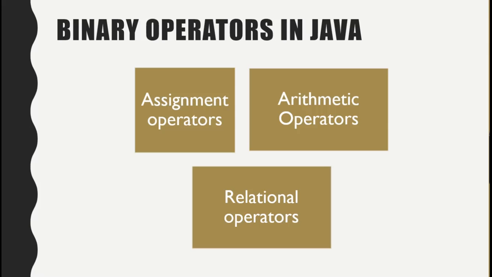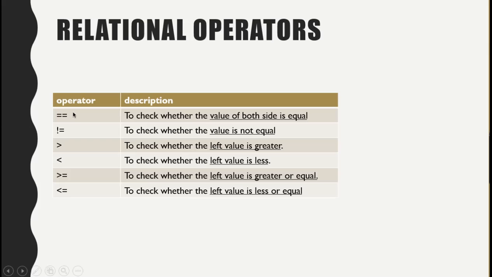The third one is relational operators. These are the symbols of relational operators. The first one is the double equal sign, which is used for checking. If you want to compare two things, then you can compare them with this symbol. And this is the not equal to operator, which is used to check whether the things are not equal or not. This operation gives the true result if the values are not equal.